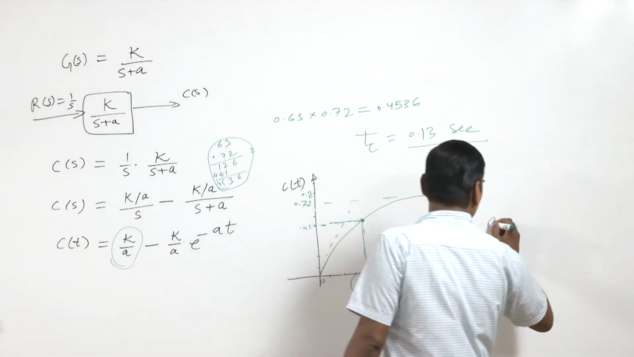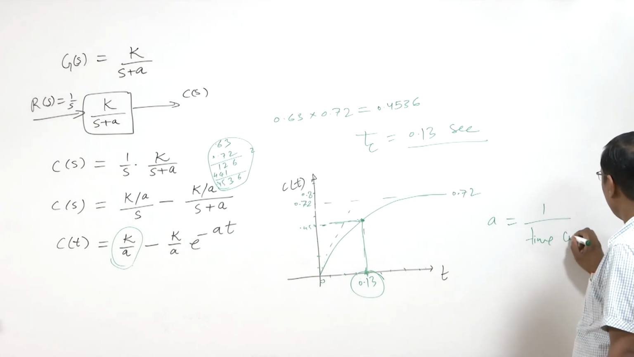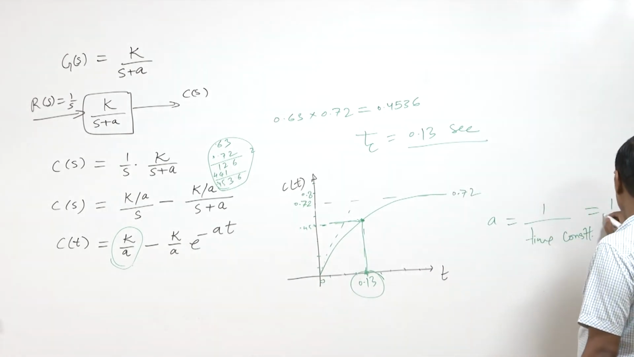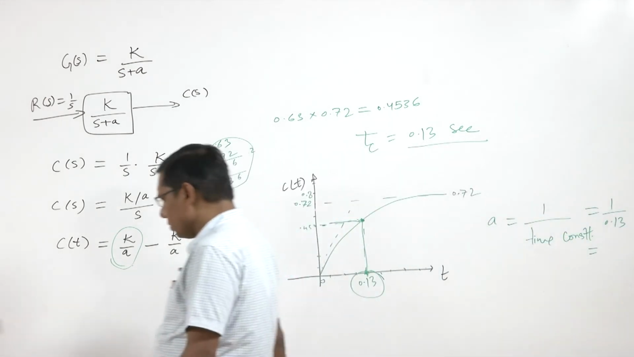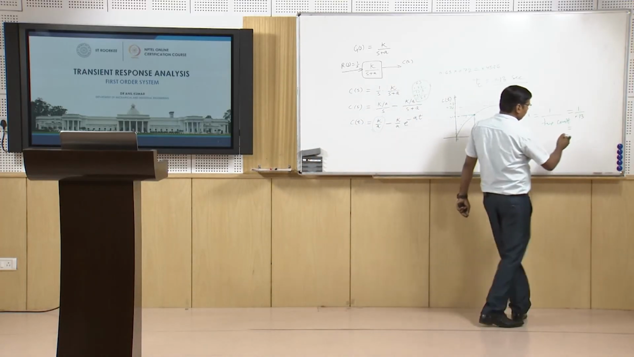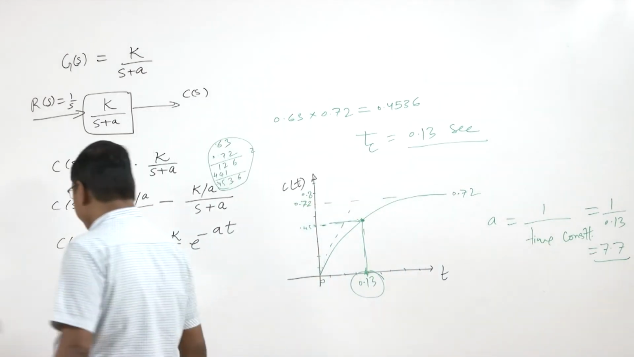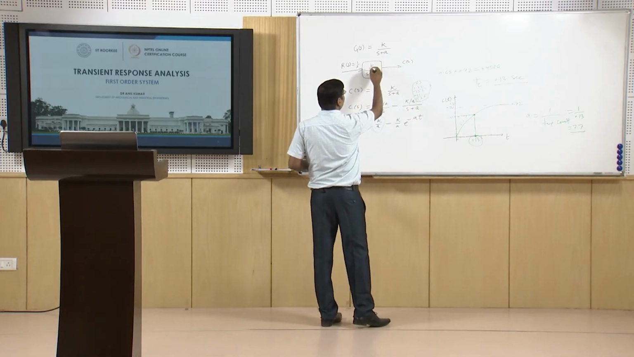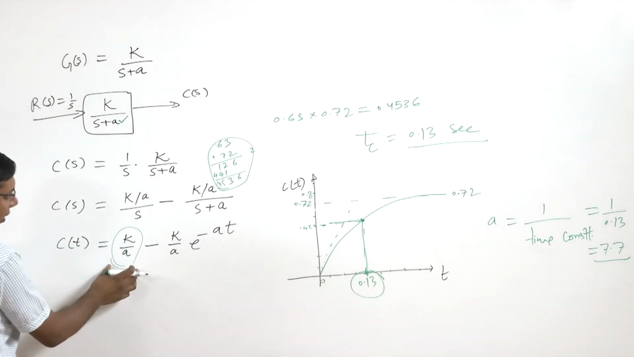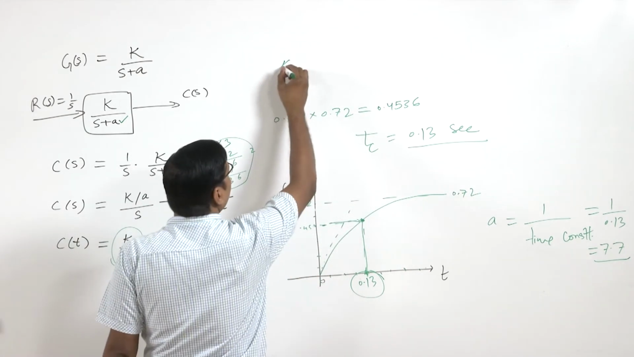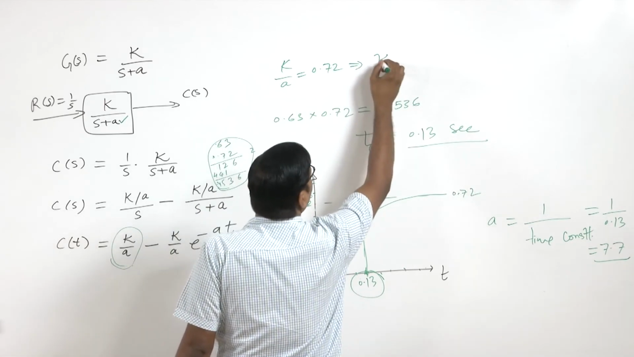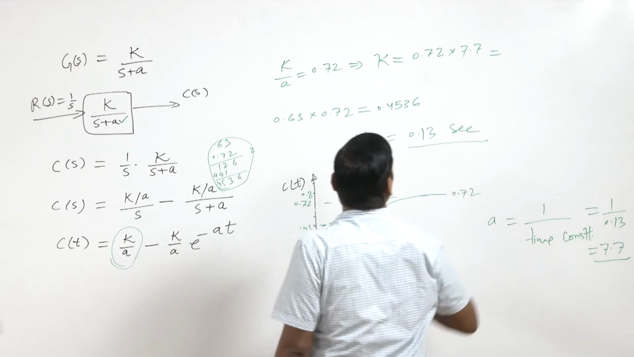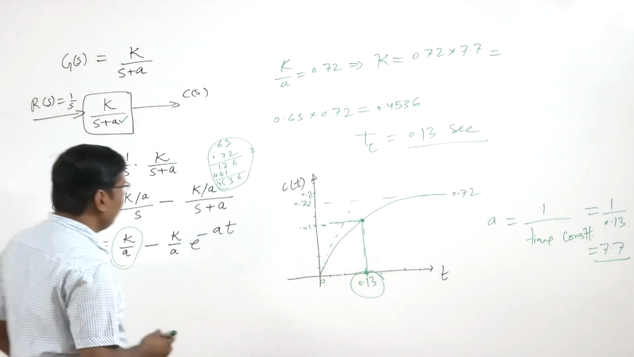So to get the a, a is 1 upon time constant, because a is the initial slope of this response curve. So that is 1 by time constant, 1 by 0.13, and we can get 1 by 0.13 is 7.7. Now we have got one parameter of this transfer function, a. Now we have to get k. So k by a is the forced response value, and that is equal to 0.72. So k is 0.72 into a, that is 7.7, and when we multiply this we can get 5.54.